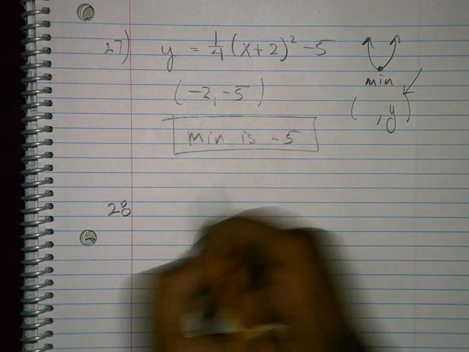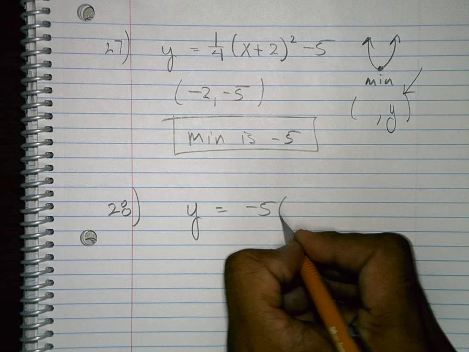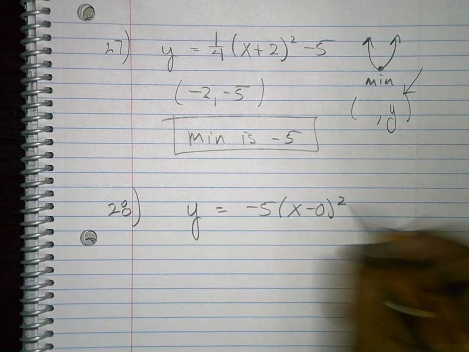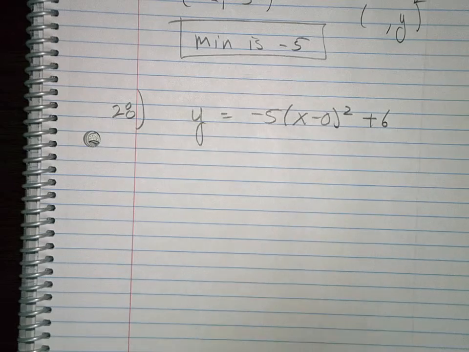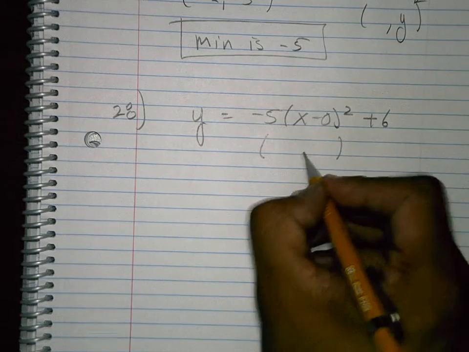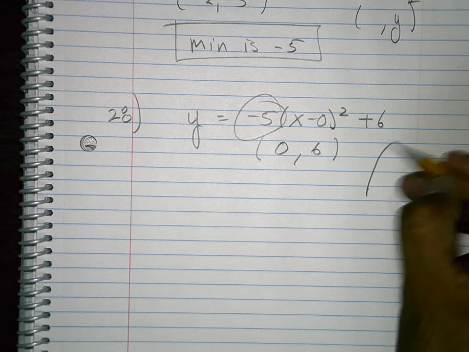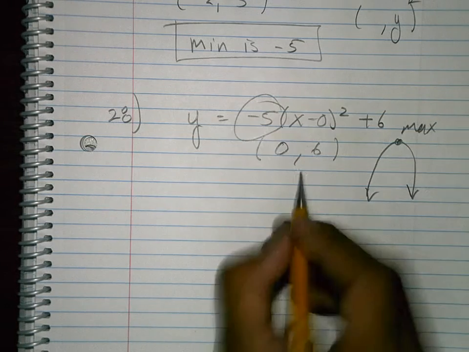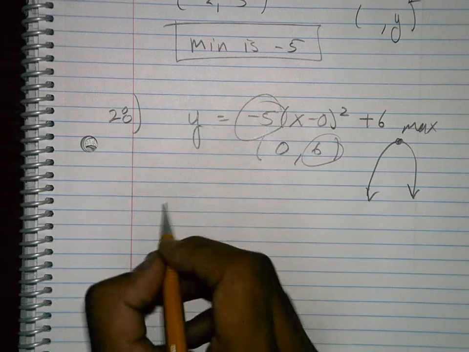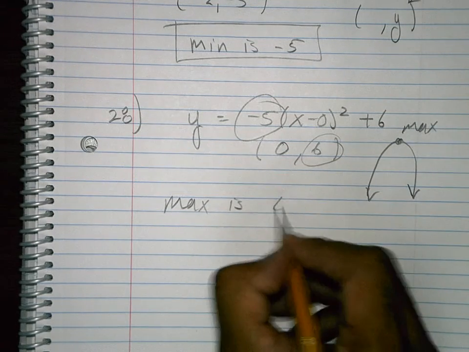28. Rewrite that as y equals -5 times x minus 0 squared plus 6. So my vertex in this case is 0, 6. That's negative, so it means it opens down. So it's got a max, and it's right there, the y value. So the max is 6.